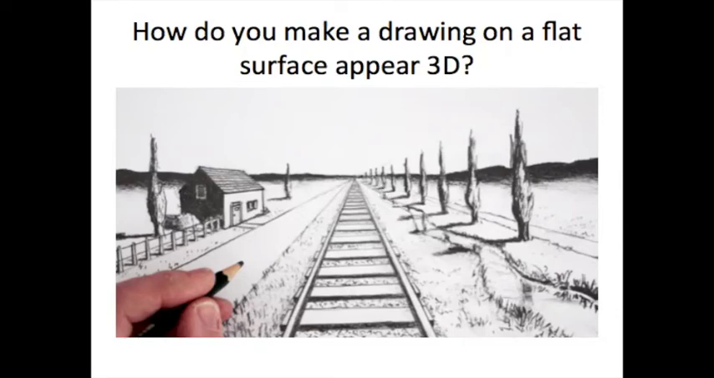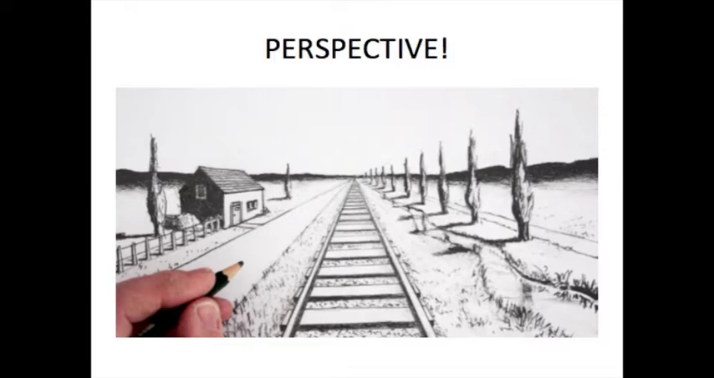This unit will answer the following question. How do you make a drawing on a flat surface appear 3D? We know that this is a drawing. We know that it's a two-dimensional surface, a 2D surface. So how can we make it look 3D? The answer is by using perspective.